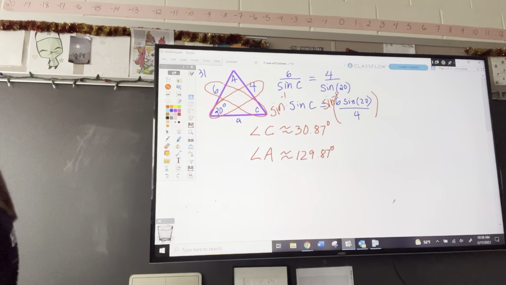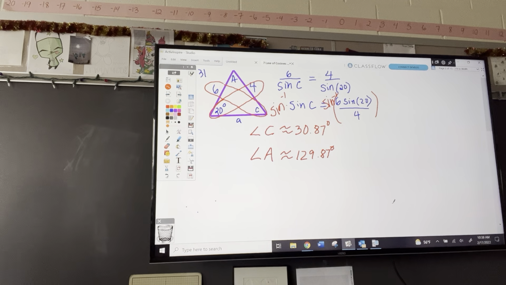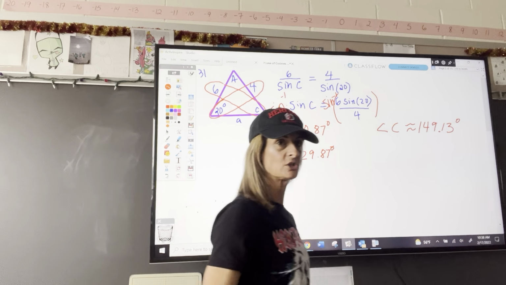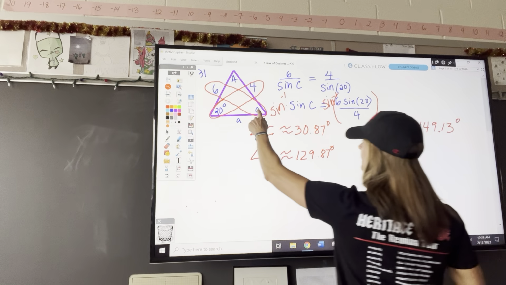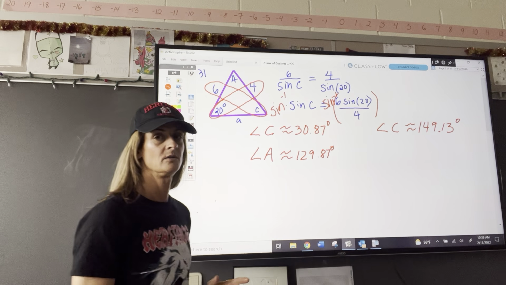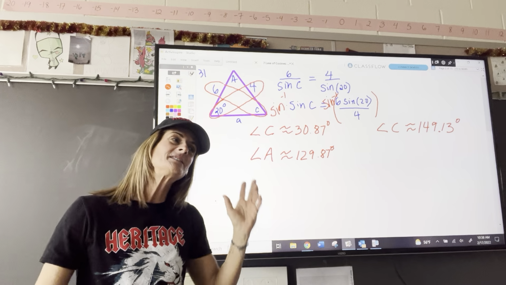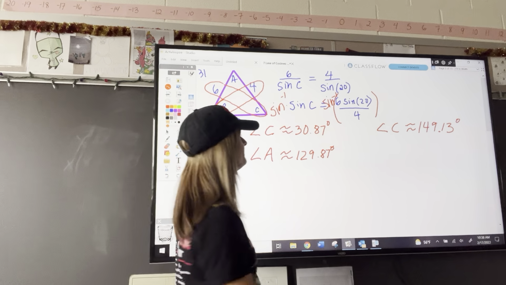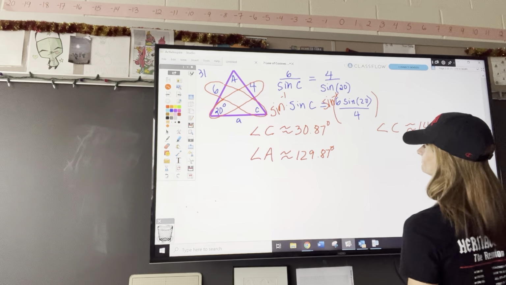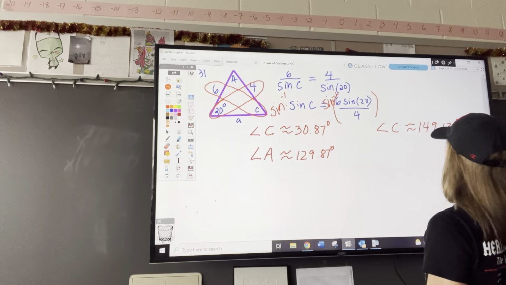So let's try this one. The supplement of 30.87. If I subtract that from 180, I get 149.13 degrees. So angle C could also be 149.13 degrees. And in this problem, that could work. That could make a triangle because if angle C is 149 and angle B is 20, we could still find a measure for angle A and make a triangle. So because of that, we just have to solve this problem twice. That's the only thing that makes it harder.